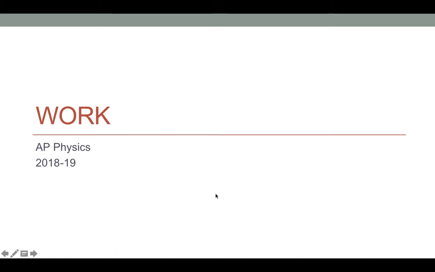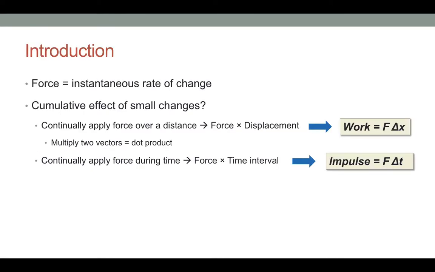Okay, now we're going to introduce the concept of work. So, yes, now you're going to need to do some work. Before we do that, we're going to first remind ourselves that we've talked about forces in Newton's laws of motion.